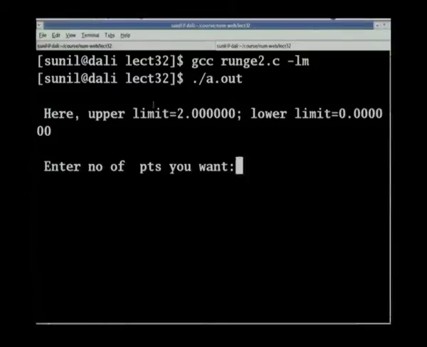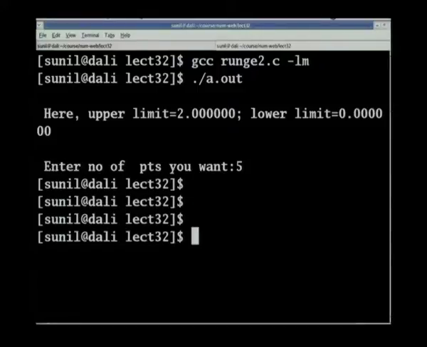Okay, so now that is between the upper limit 2 and lower limit 0, and the number of points we would use, we will just use 5 points to evaluate that. Okay, and then we can plot this function.